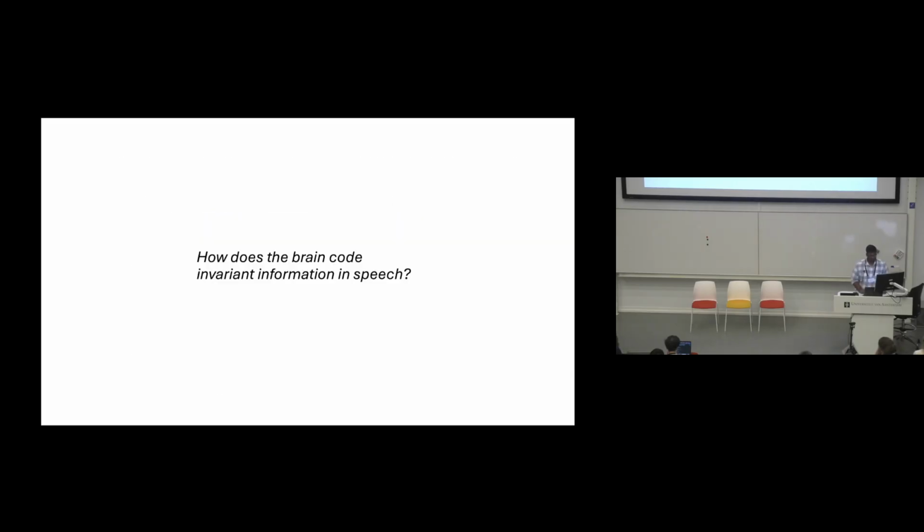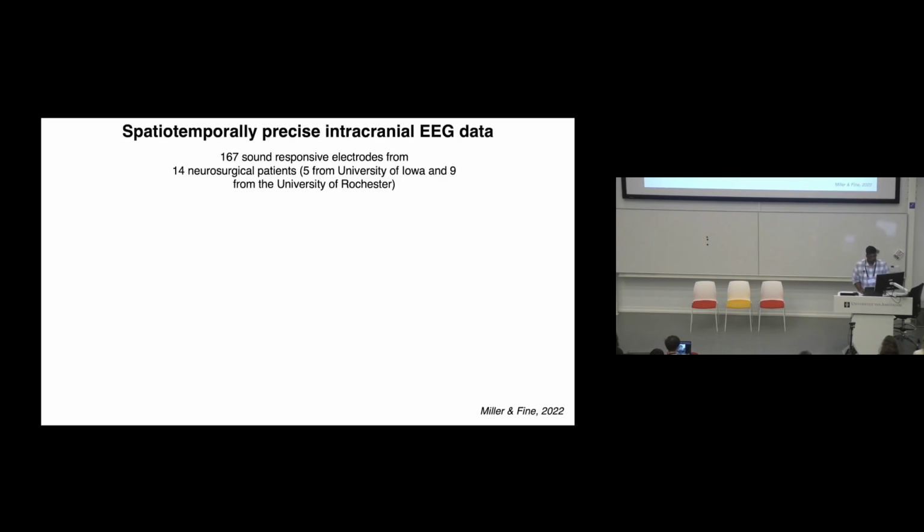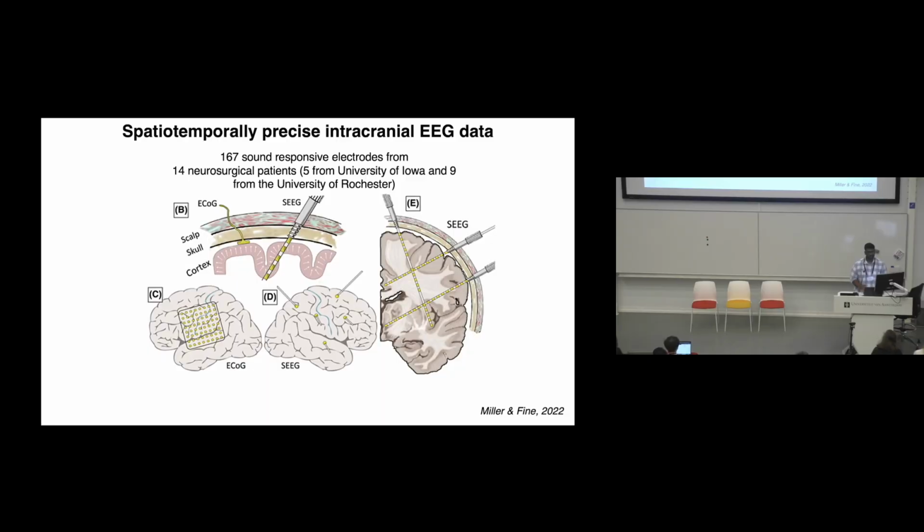So that is the broad question that guides our research, which is how does the brain code invariant information in speech? First, to do this, we need good data. We have spatiotemporally precise intracranial EEG data, which we get from 14 neurosurgical patients who have electrodes implanted in their brain to localize epileptic seizures. These are from a combination of patients from the University of Iowa and the University of Rochester. And we have this across 167 sound-responsive electrodes.